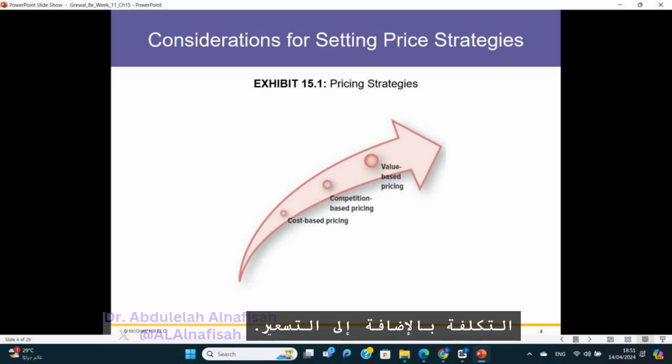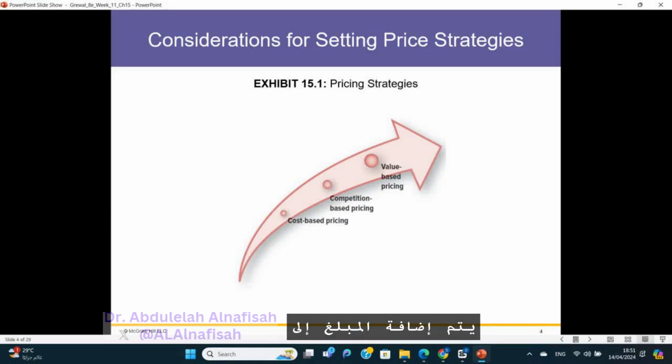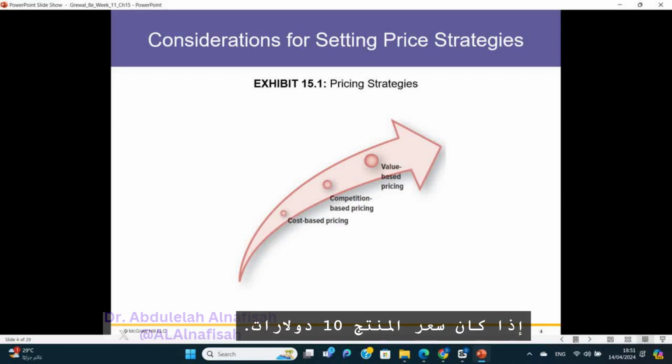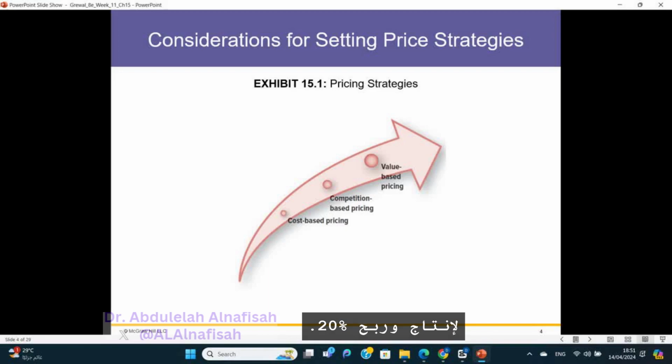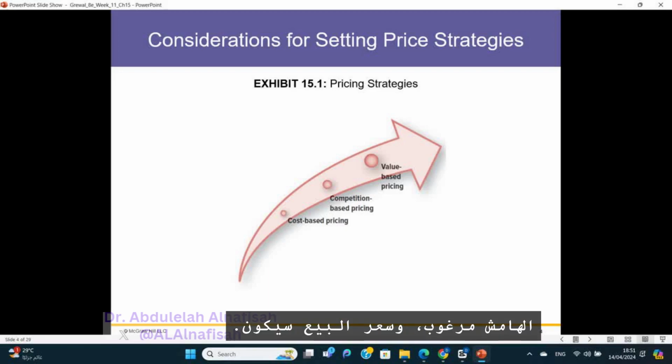A. Cost-plus pricing. In this approach, a percentage or fixed amount is added to the total cost of production to determine the selling price. For example, if a product costs $10 to produce and a 20% profit margin is desired, the selling price would be $12.